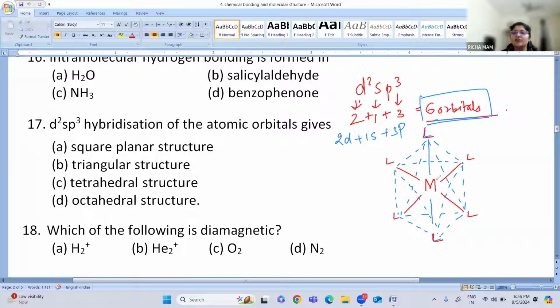So you can see 4 ligands will take the 4 corners of the square, and one up and one below. This type of geometry is called an octahedral geometry. So option number D is the answer.